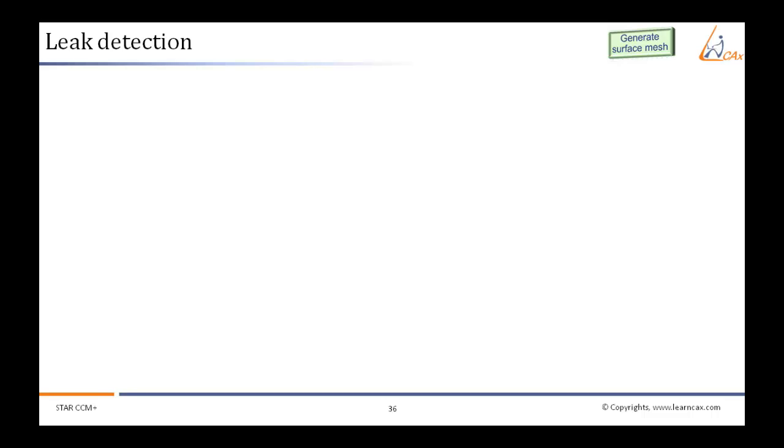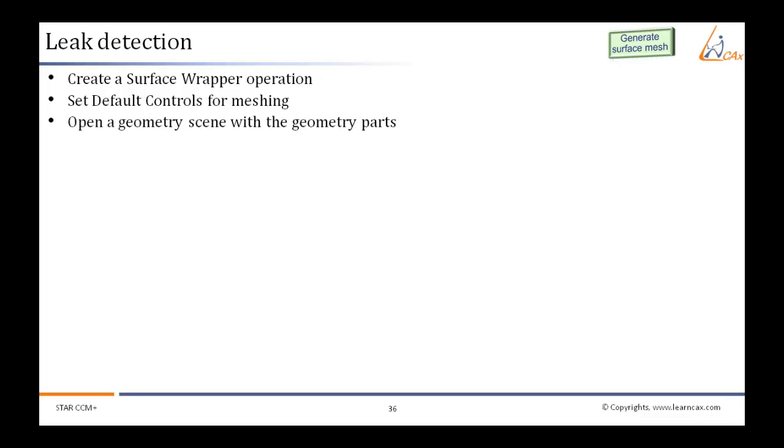Let us see in detail what is the procedure for using leak detection and what are the steps involved in it. First step is to create a surface wrapper operation. Then set default controls for meshing. Open a geometry scene with the geometry parts and run leak detection with right-click on surface wrapper.